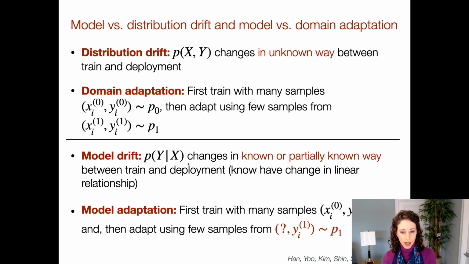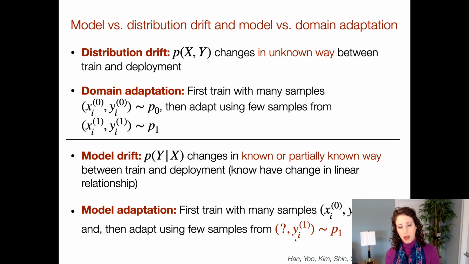So even if we don't know the full distribution, P of y given x, we know the nature of the change. And second, when we talk about model adaptation, the idea is that, like with domain adaptation, we initially train with lots of samples from the initial distribution or the initial forward model, but then we adapt our learned reconstruction network just using a few samples. But those few samples that we have to adapt don't contain the X's, the true ground truth images, but rather only use data that we can collect, say with our new acquisition protocol.